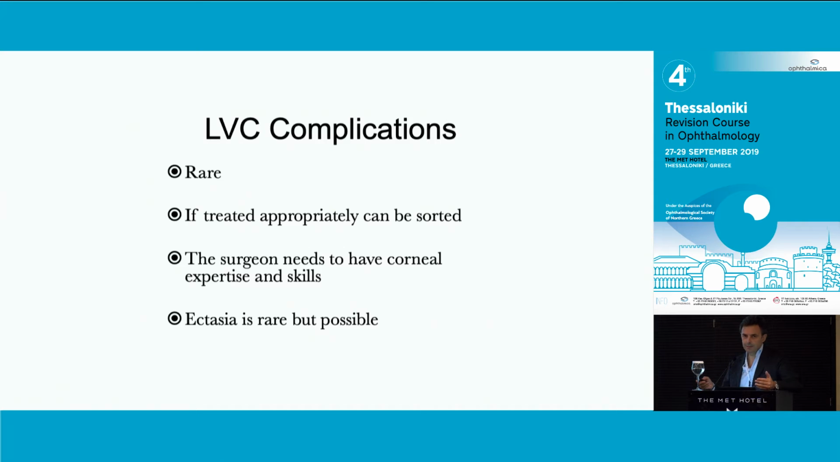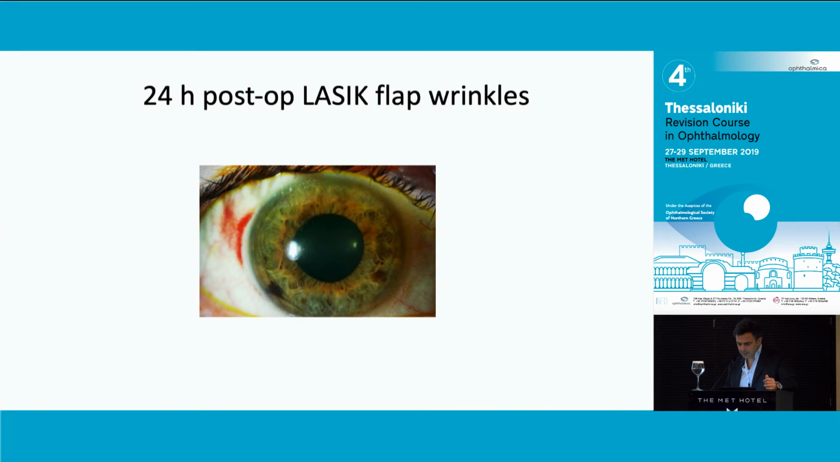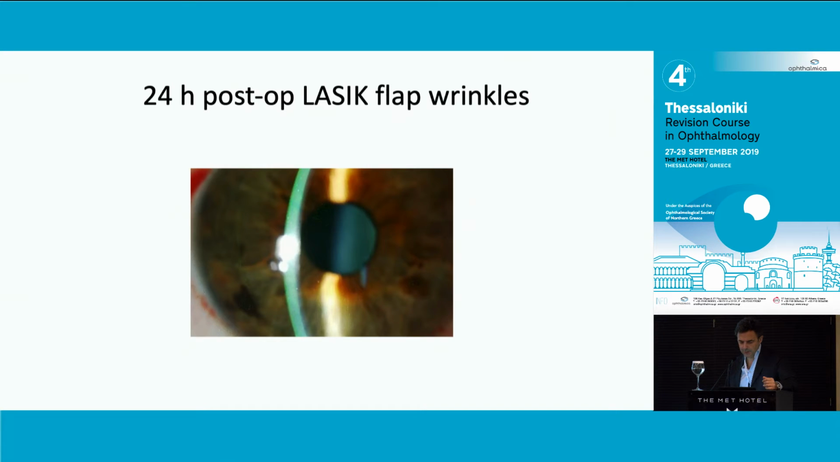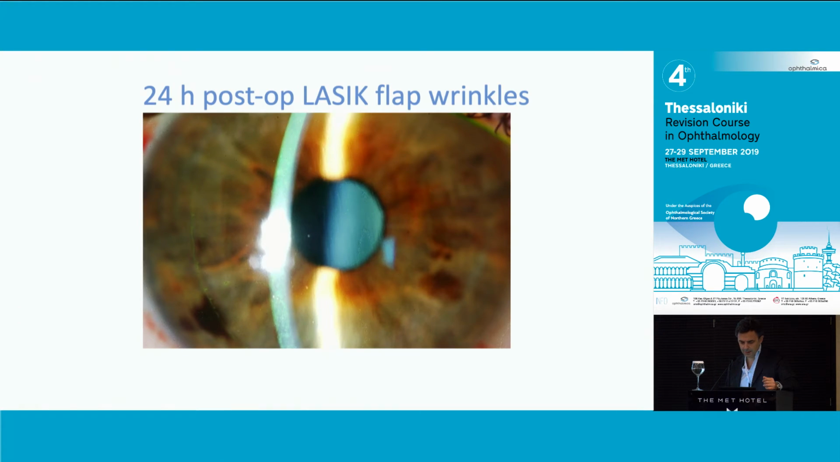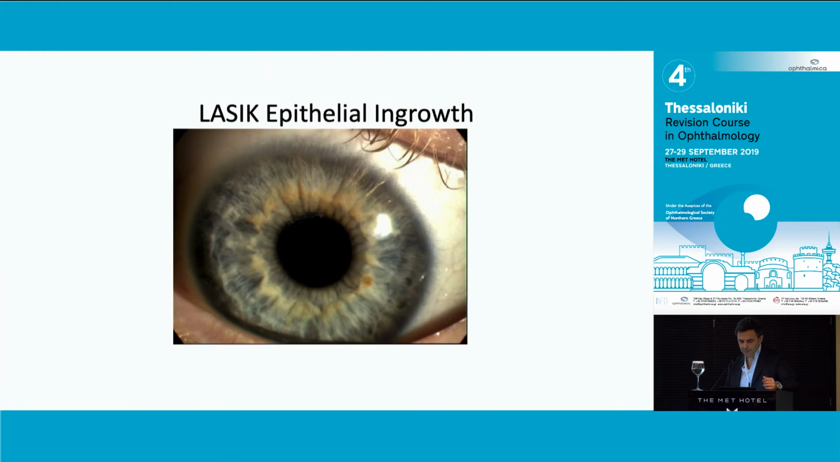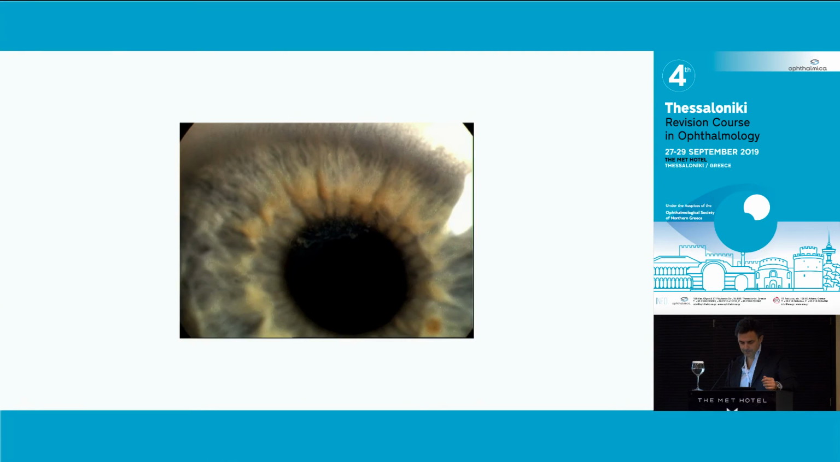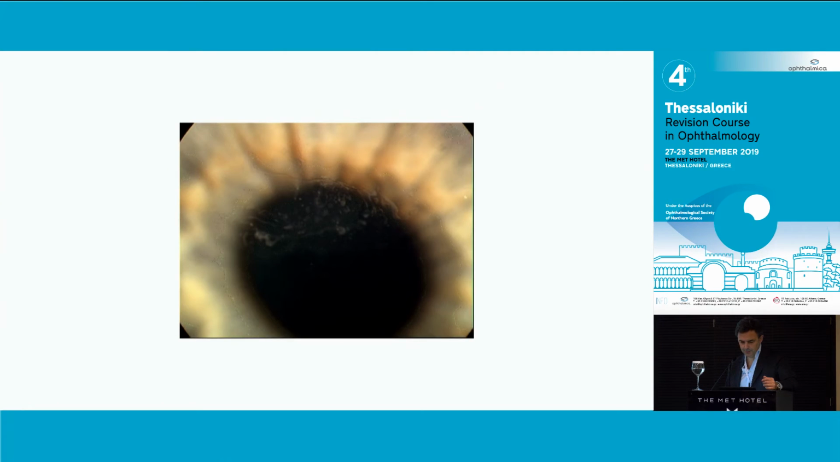I think the surgeon needs to have some corneal expertise, but if you listen to Bruce talk, then you will know how to treat microbial keratitis and infection. Ectasia is rare, but possible. Very briefly, these are some of my own complications. You can see flap wrinkles at higher magnification. Epithelial ingrowth is another issue, but likely is very, very rare. Again, higher magnification.